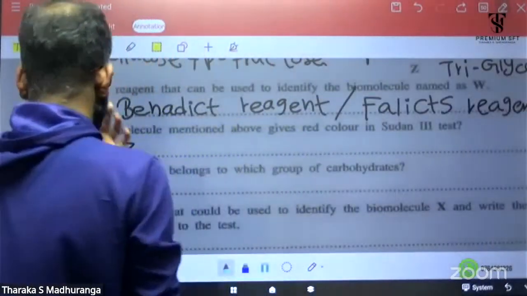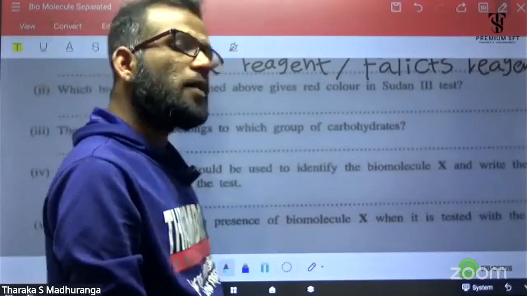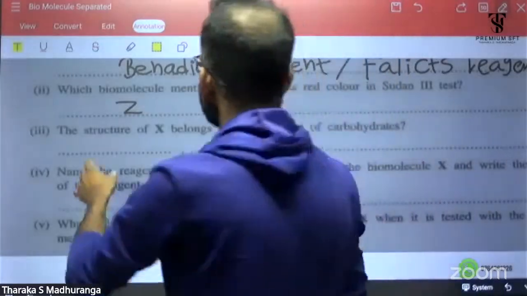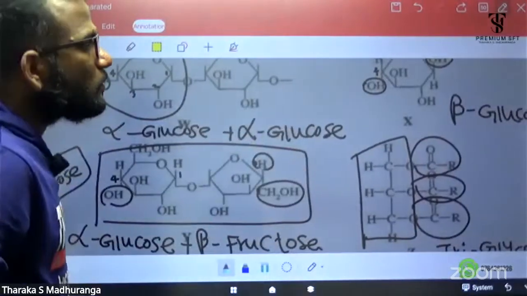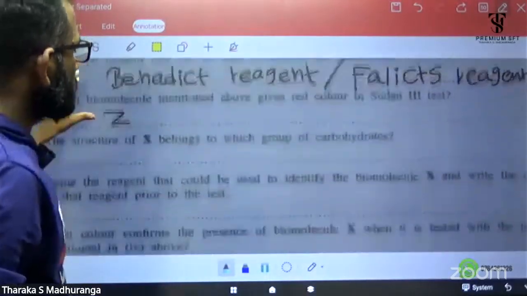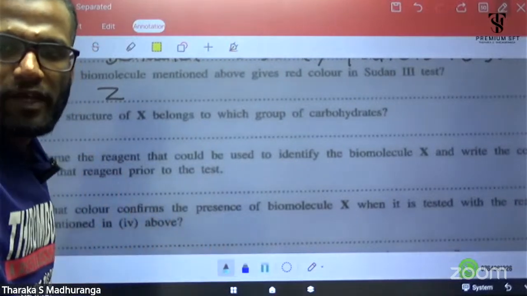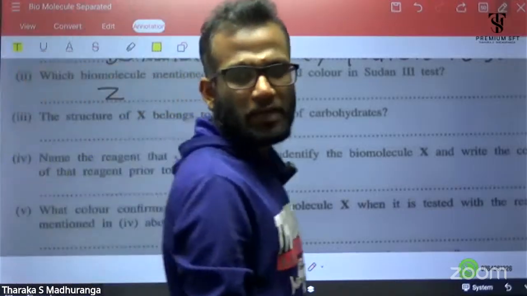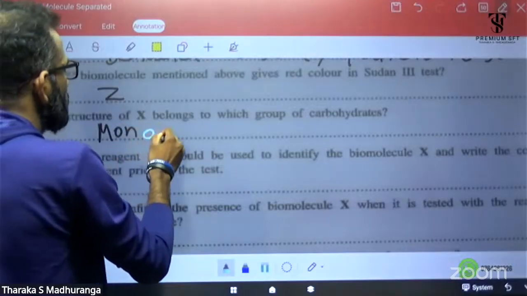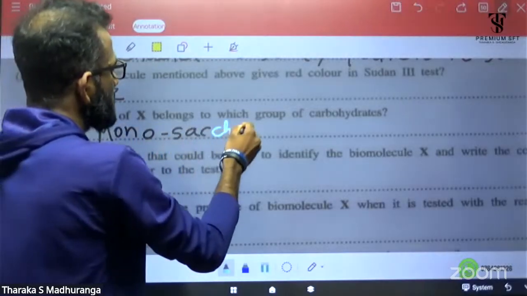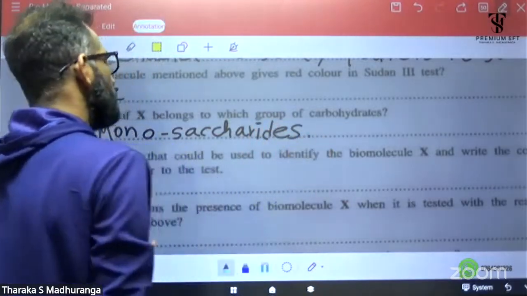The structure of X belongs to which group of carbohydrates? What is X? It is beta glucose. Is it monosaccharide, disaccharide, or polysaccharide? Simple, it is monosaccharide, right? Monosaccharide.